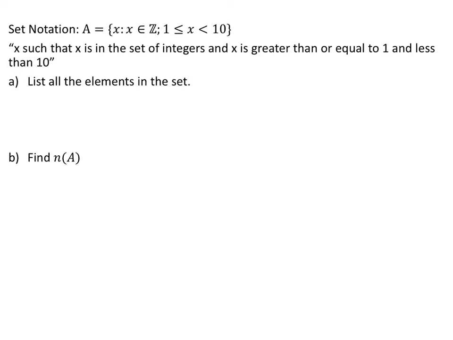This next example defines A to be the set of X such that X is included in the set of integers, and 1 is less than or equal to X is less than 10. So all numbers between 1 included and 10 not included, and integers. So part A wants you to list all the elements in the set, and part B wants you to find n of A, or the number of elements that exist in set A. So go ahead and pause the video and list all the elements in the set and find out how many exist in the set.